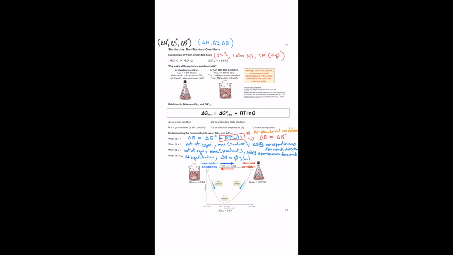Note that the lowest chemical potential is where the free energy is equal to 0. The negative or positive sign just tells you about the direction of how it's going to proceed, whether it's going to proceed spontaneously in the forward direction or spontaneously in the reverse direction. But the absolute value, which is 0, would be the lowest chemical potential.